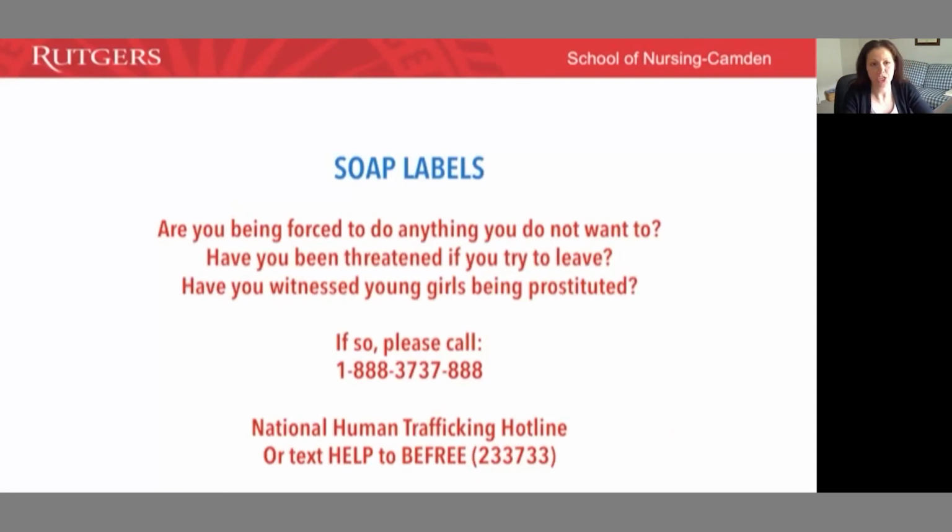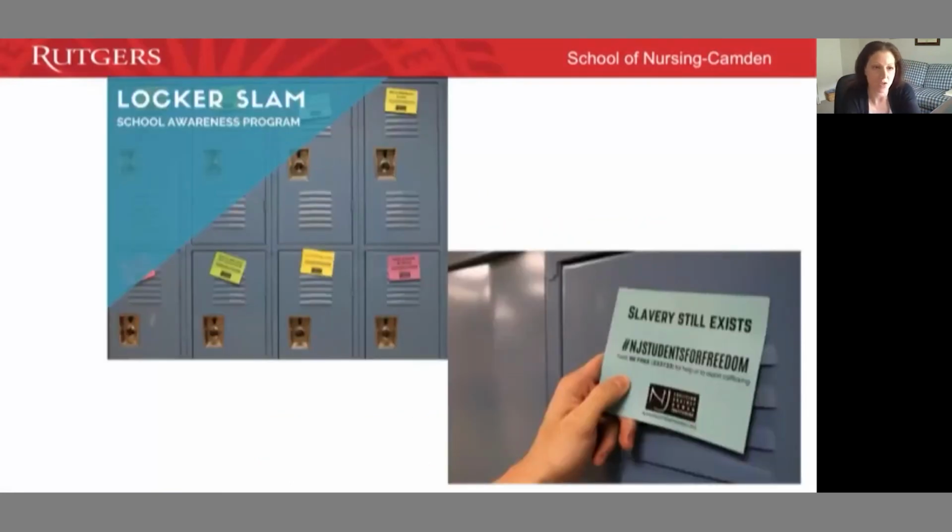Another initiative that the coalition has is called Locker Slam, and Locker Slam is a student awareness program that's held once a year, usually in January, which is Human Trafficking Awareness Month. Local high schools volunteer, and the intention of this program is to bring awareness of human trafficking among teachers and students. Magnets and postcards are handed out and scattered all across the school campus, and this past January alone, over 60 New Jersey high schools participated in this initiative in bringing about awareness to human trafficking.